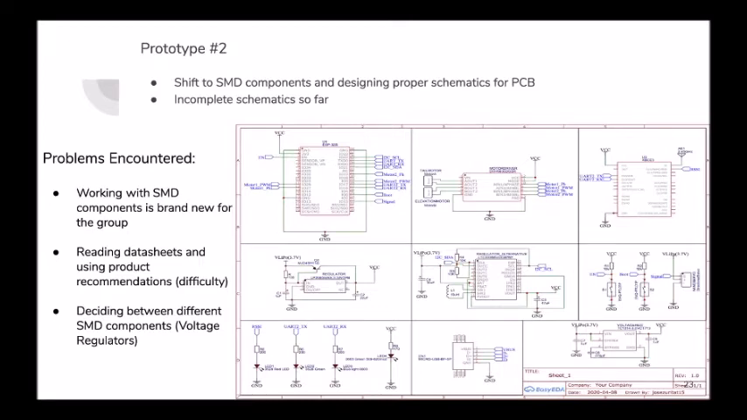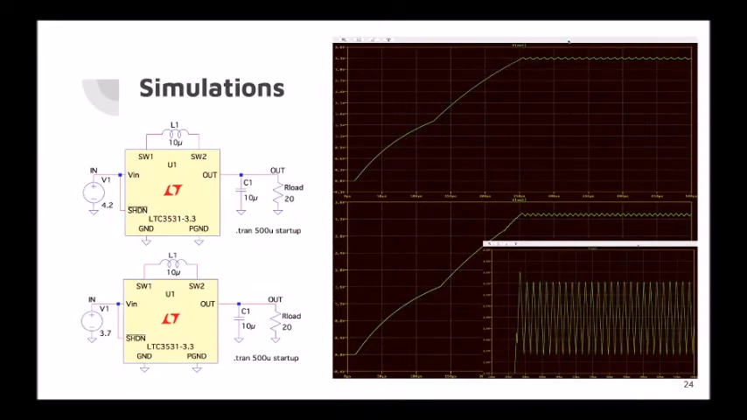For example, we have simulations for the LTC 3531. LTC 3531 is a Linear Technology buck-boost converter, and using LTspice we can simulate some models. Here are two schematics whose only difference is the input voltage. From the simulation results, we can see that the output voltage is, in both cases, around 3.3 volts.